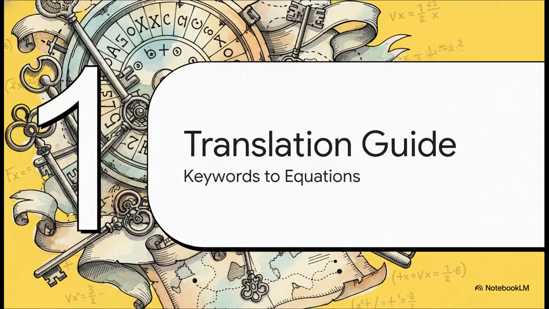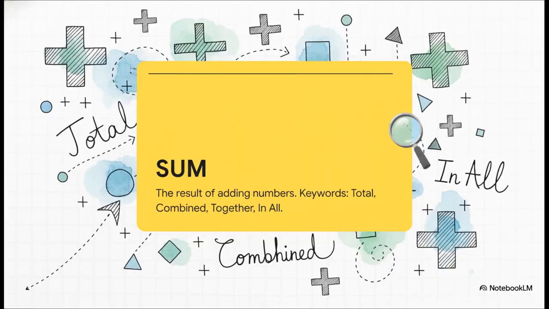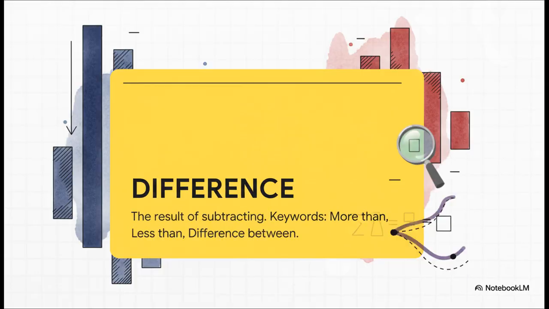Now, every good code breaker needs a translation guide, a key to decipher the message. Well, this is ours. We're going to focus on the keywords that unlock these problems every single time. First up is sum. Whenever you see words like total, combined, together, or in all, that's your big signal for addition. It's basically the problem's way of shouting, hey, add these things up. And its counterpart, of course, is difference. This is your signal for subtraction. So phrases like more than, less than, or the super obvious difference between are all just clues telling you to set up a subtraction equation.